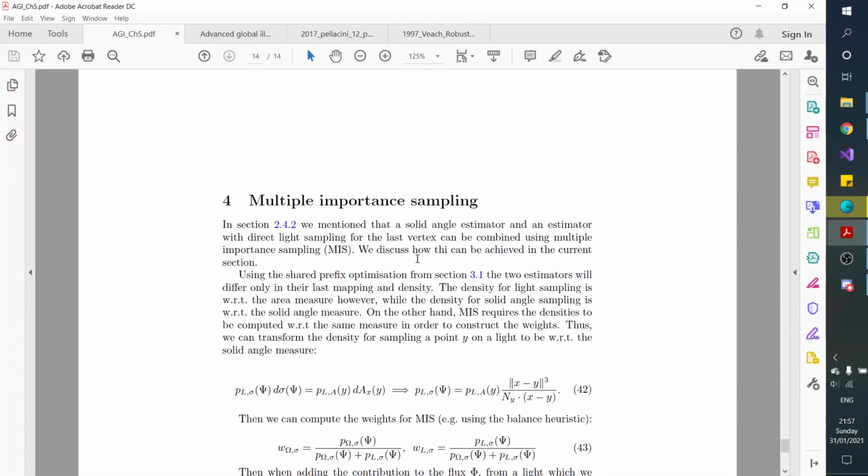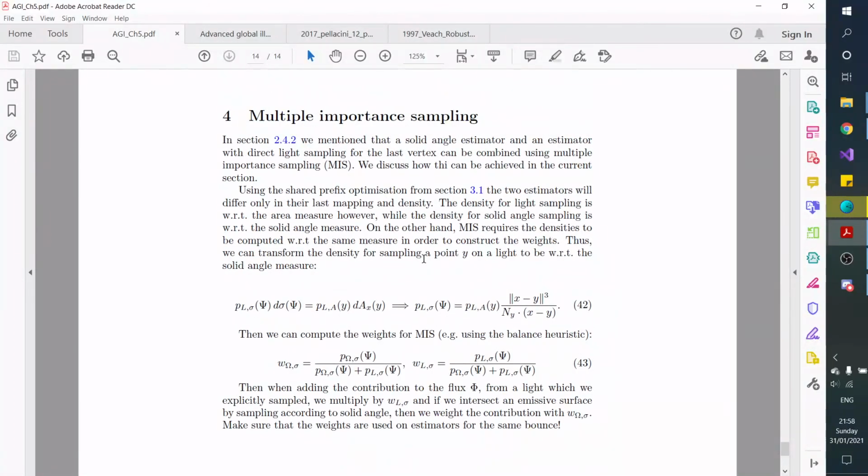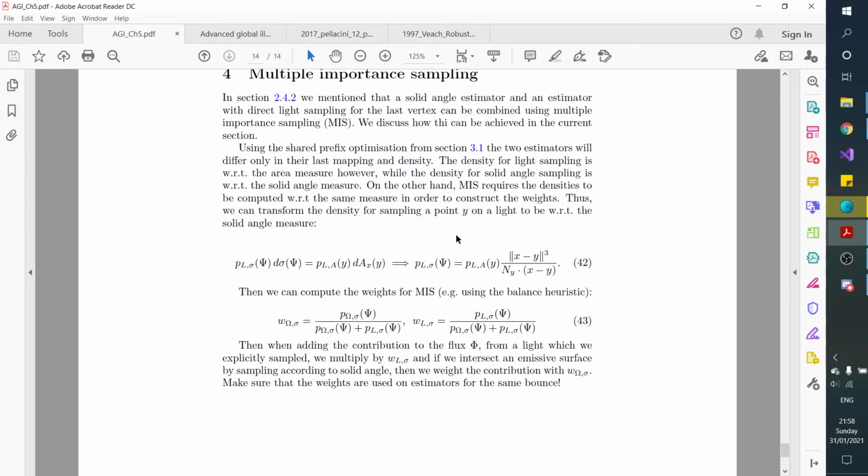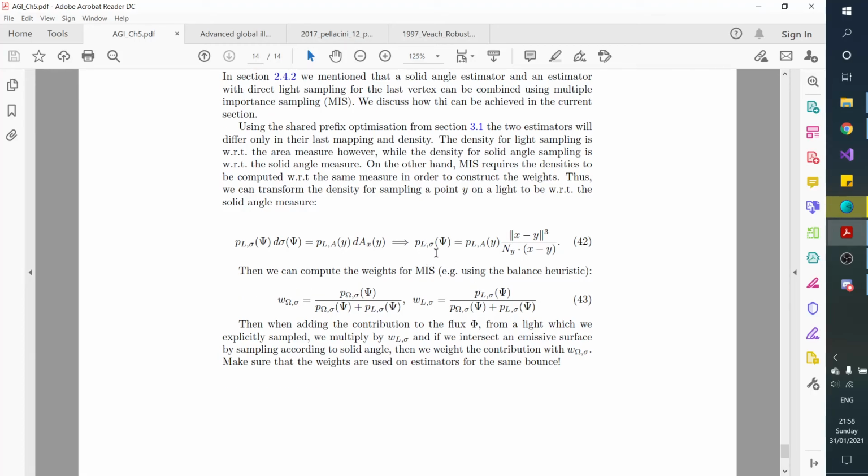Then let's wrap this up with multiple importance sampling. As mentioned, there is an estimator that can use direct light sampling at the last vertex, and you can combine this with the solid angle one. You can do this through multiple importance sampling, something we mentioned in chapter 3. The only thing you have to be careful about is that the densities should be with respect to the same measure. For example, the density for picking a point on the light we want to transform with respect to the solid angle measure, and you can do so using this equation.